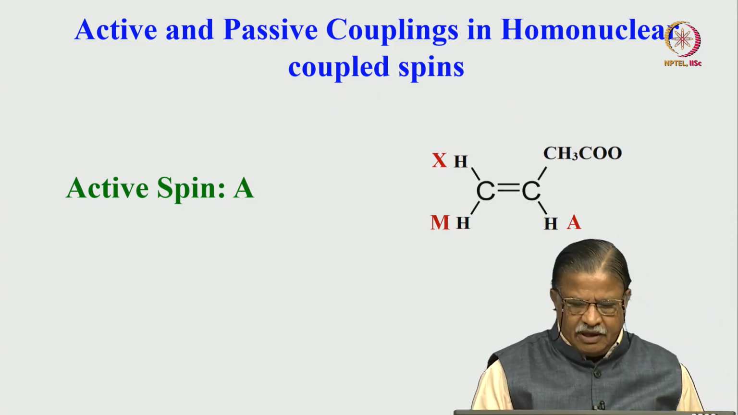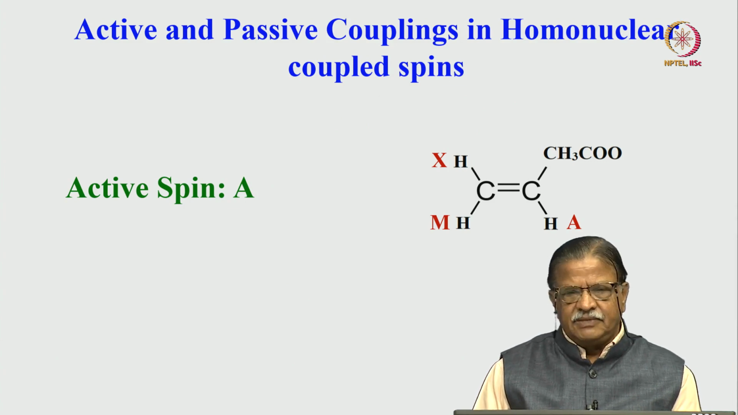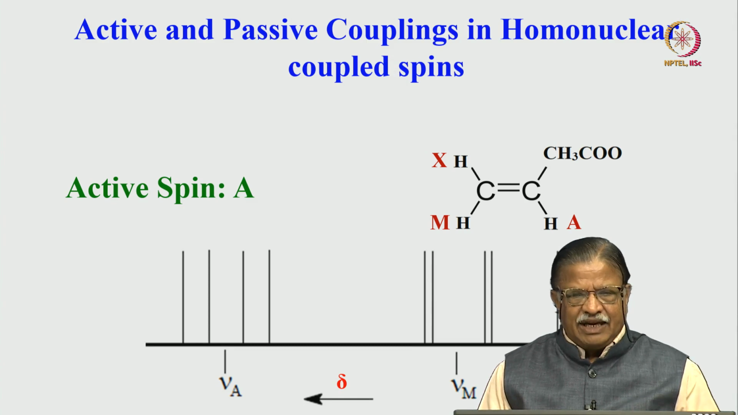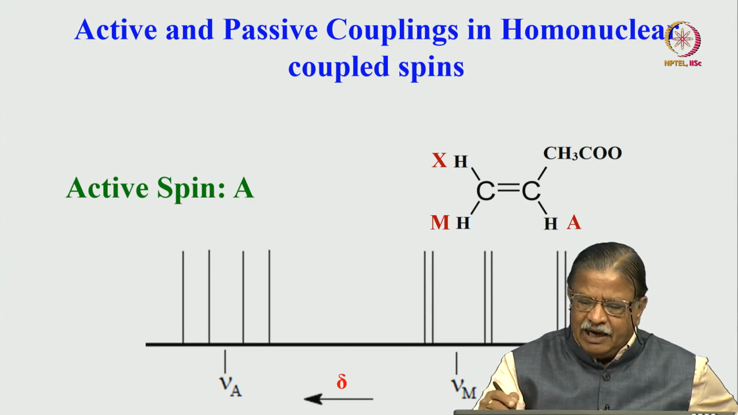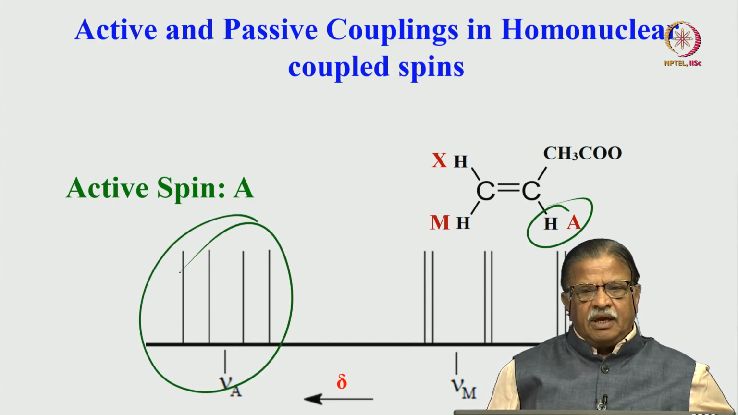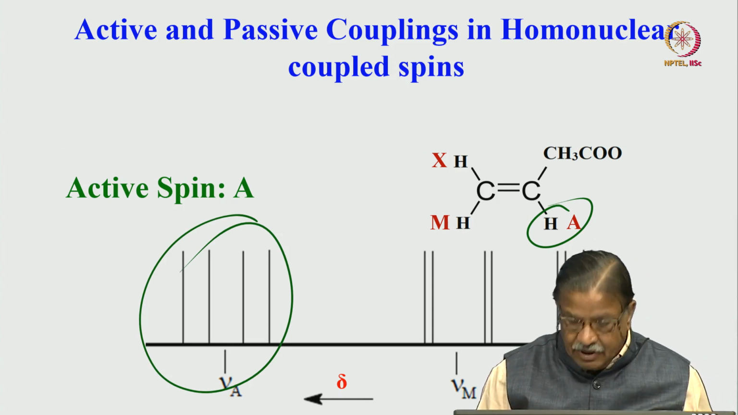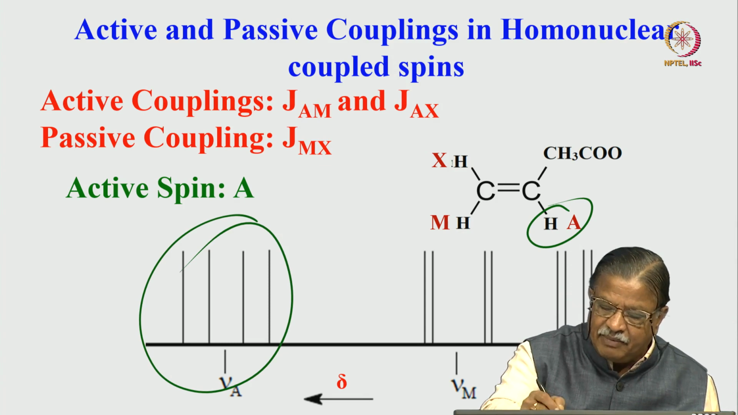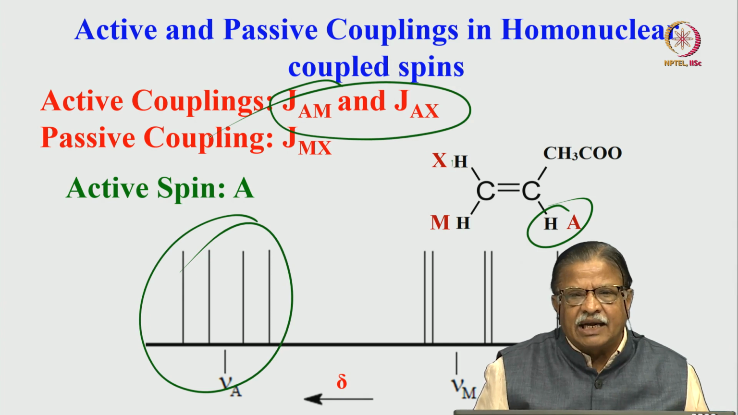I will show you. For example, this is a molecule with spins A, M and X. A realistic spectrum we will take. I will give you an example now of what is happening for active coupling and passive coupling. I am looking at proton A. This is the chemical shift of proton A. That is an active spin. So what are the couplings you get here? You get the coupling between proton A with M and X. So you get couplings AM and AX, they are active couplings.